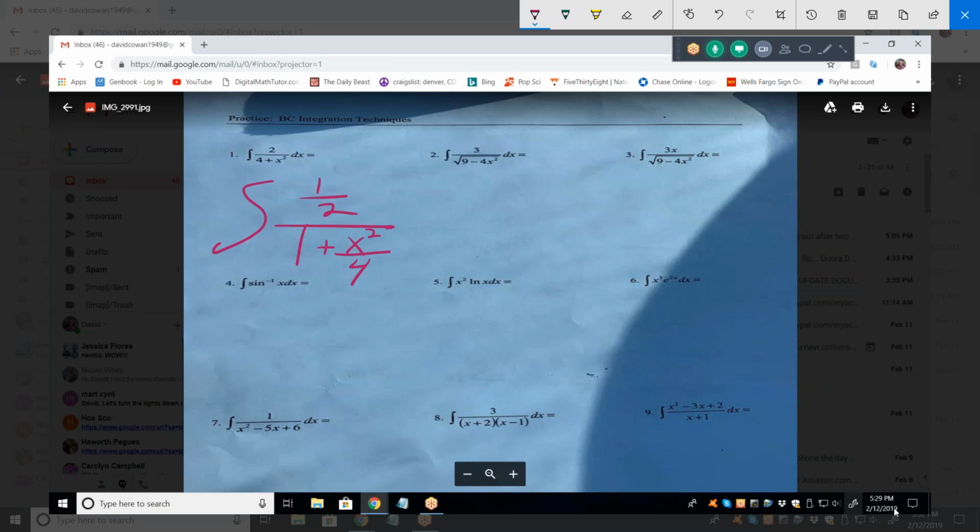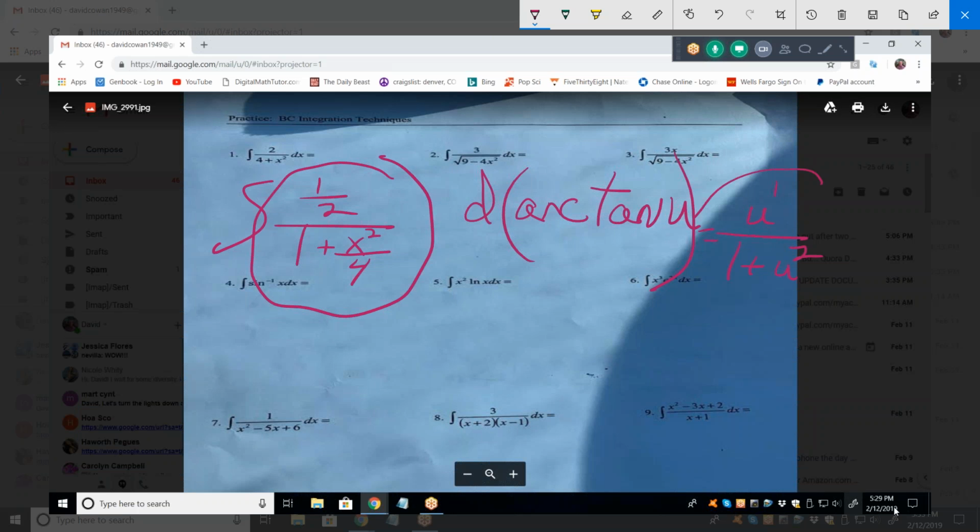Aren't we trying to get it into 1 over a squared plus x squared? Well, yeah. If you have the arctangent of u and you take the derivative of that, instead of 1 over 1 plus u squared, you get u prime over 1 plus u squared. Just applying the chain rule. In other words, u could be something like x minus 1, something other than just x. So we're trying to turn this into this.